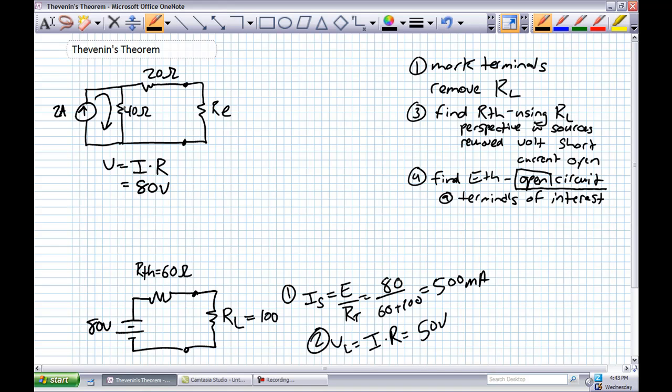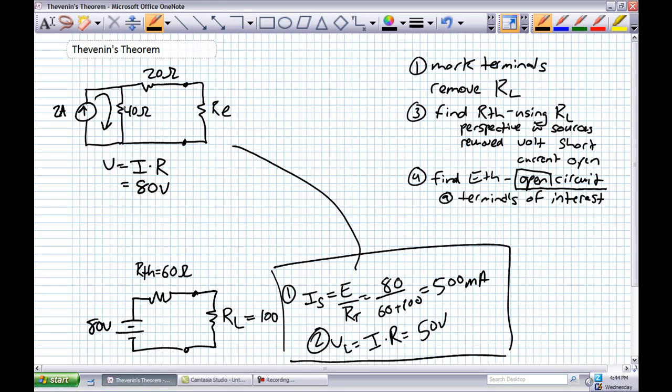Okay? One thing I like to highlight here is, again, that trick of perspective. When we were finding RTH, when we removed our current source, 40 and 20 were in series. From the perspective of ETH, 20 was now open, and we calculated all voltage across the 40 ohm resistor. So again, it's changing the state of the circuit depending on your point of view. And the key thing here is these calculations I performed for a 100 ohm load resistor. Don't believe me? Do those same calculations. Take the time. Do it. I guarantee you're going to get 500 milliamperes load current, 50 volts across that load resistor.